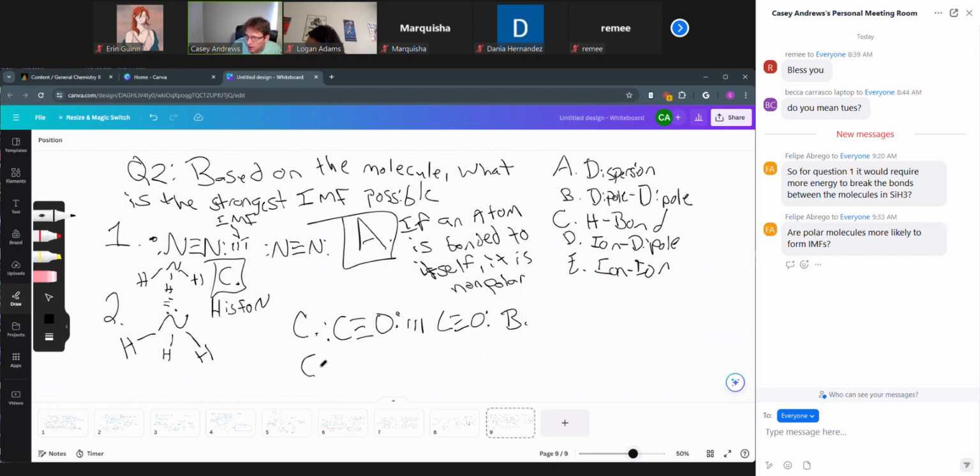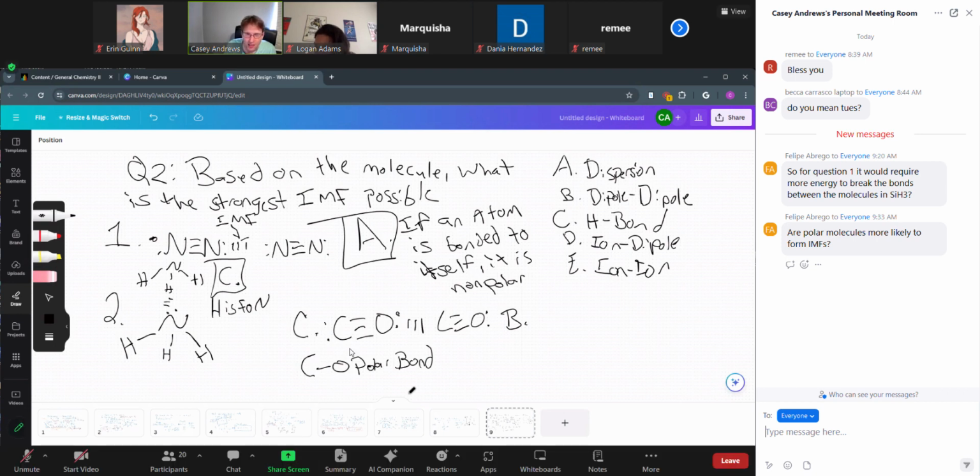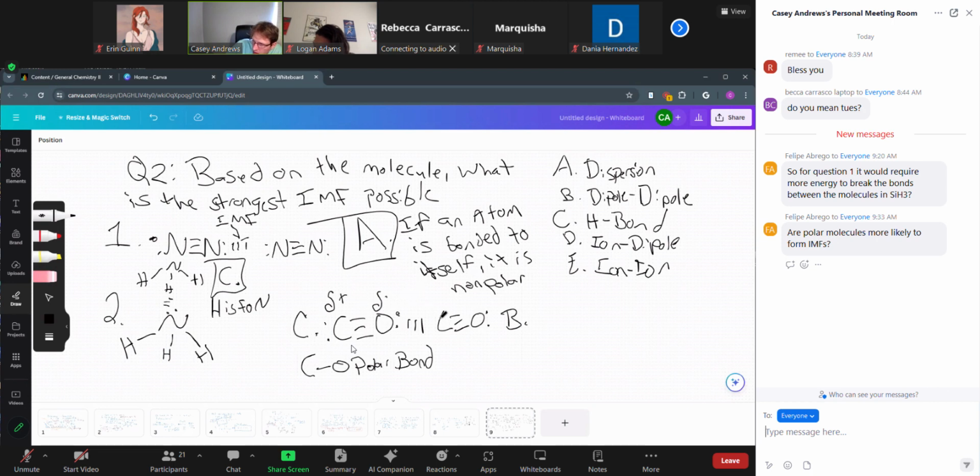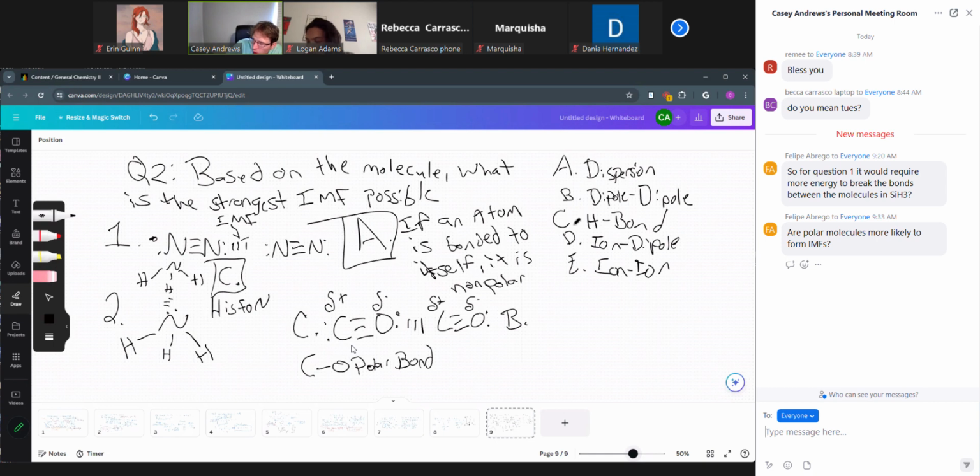Why? Carbon and oxygen is a polar bond. That goes back to electronegativities, but that is another thing, especially for those of you who want to go on to organic, that you want to have down in your head. Carbon and oxygen together, when they're bonded, is polar. So oxygen has that partial negative, carbon has that partial positive, and so we have a dipole. However, there's no hydrogen, so it's not a hydrogen bond. There's no ions either. To have an ion dipole, you need an ion, something that has a plus or a minus charge. I didn't draw one, so this is simply dipole-dipole, B.